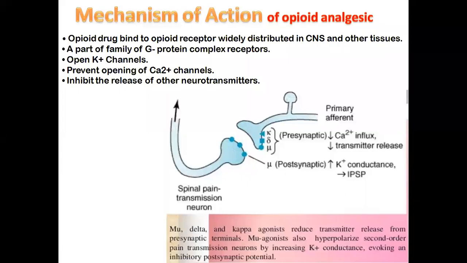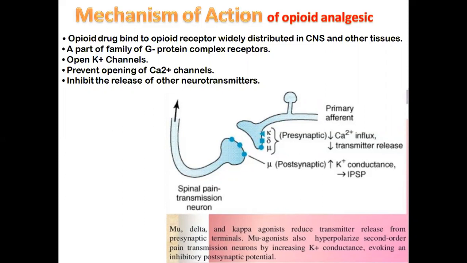Mechanism of action of opioid analgesic. Opioids exert their major effect by interacting with opioid receptors in the CNS. Opioids activate 7-transmembrane G protein-coupled receptors located presynaptically and postsynaptically along the pain transmission pathway. A part of the family of G protein complex receptors, it also opens potassium channels.